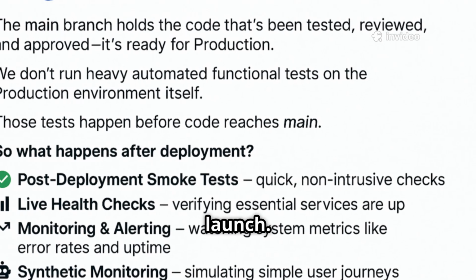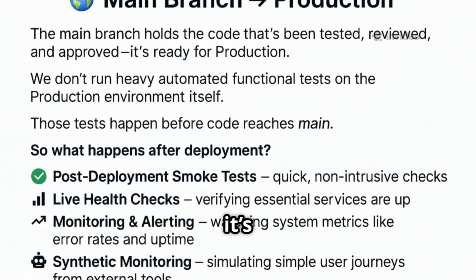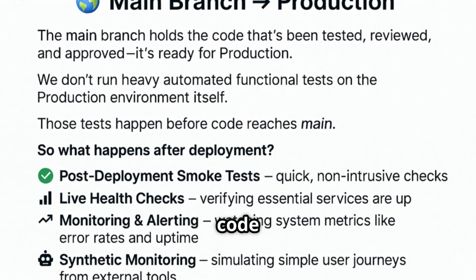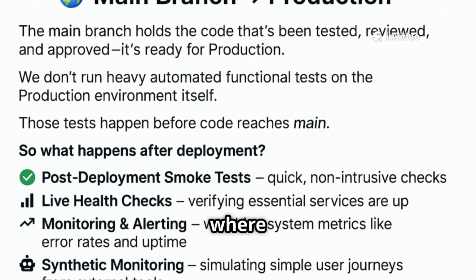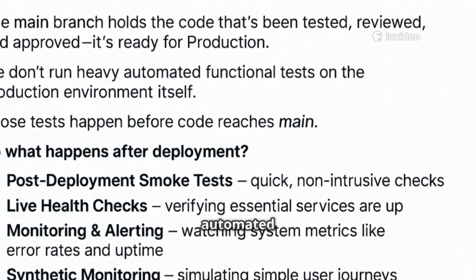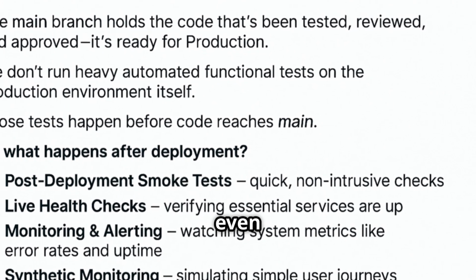Now it's time to launch. The main branch holds code that's been tested, reviewed, and approved. It's what we consider ready for production. Once we deploy from main, that code goes live in the production environment, where real users interact with it. Here's the key: we don't run heavy automated functional tests in production. Those tests happen earlier, before the code even reaches main.